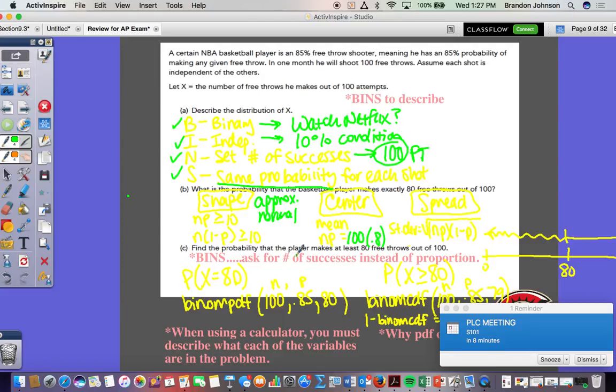The mean at the top is 85. You said they're an 85% shooter. Yes, so you would assume. Oh, okay, I looked over here. You're right. So we've used 0.85. Y'all are right. Good stuff. So my mean would be 85.